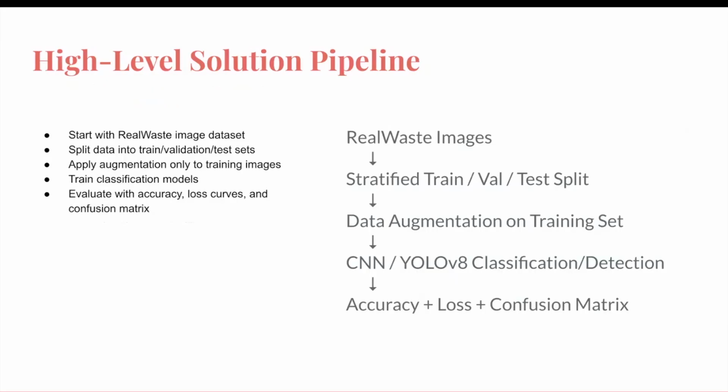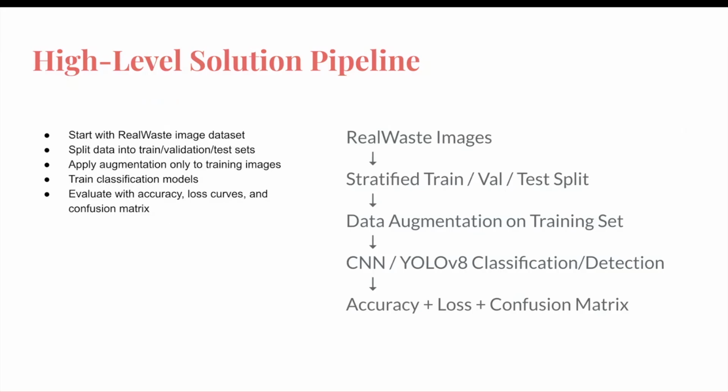Okay, so our high-level solution was that we started with the RealWaste image data set. Then we completed our stratified train, validation, and test splits. Next, we did data augmentation, and then we modified our approach using 3 models: the CNN model, YOLO version 8 classification, and also YOLO detection. Our results were also displayed with confusion matrices for accuracy and loss.